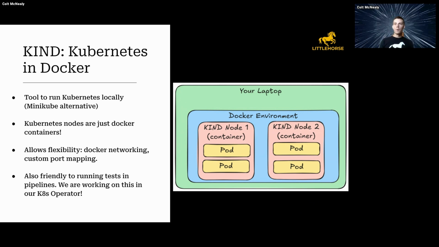One thing that we do at LittleHorse quite often is we'll deploy a 3-node Kubernetes cluster and deploy LittleHorse across all 3 of those nodes, kill one of the Docker containers, and ensure that we can survive the simulated outage of an entire availability zone.